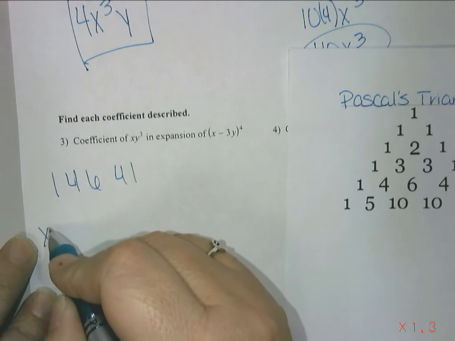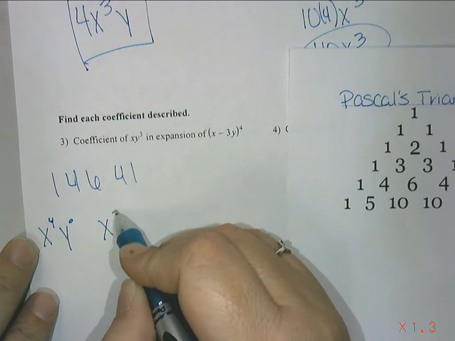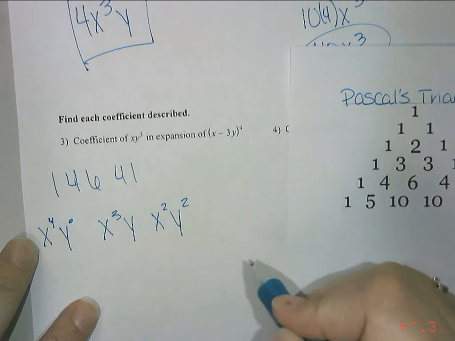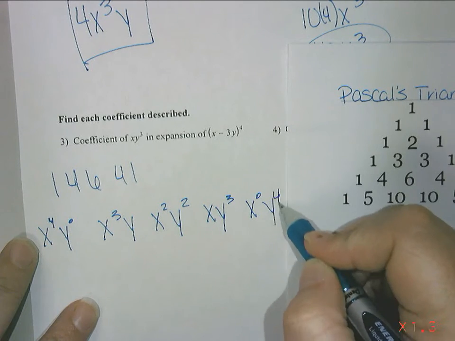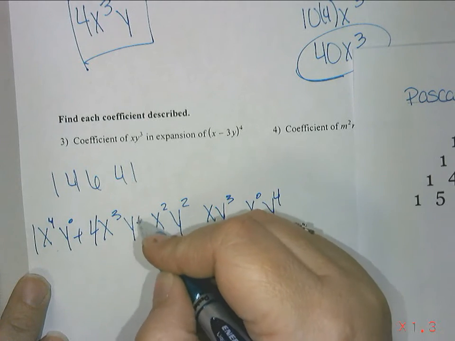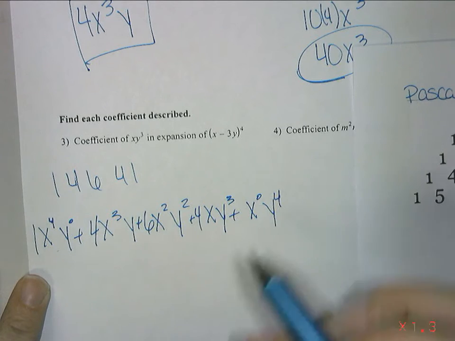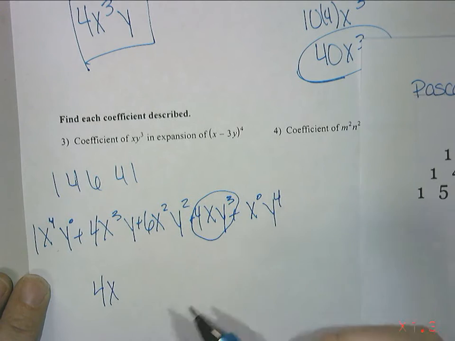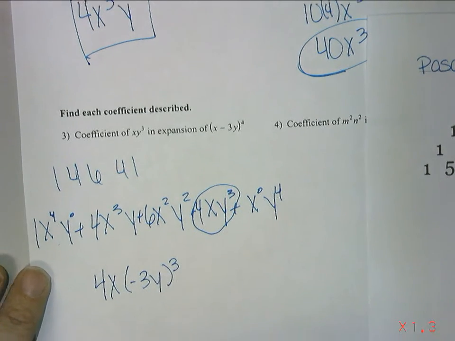So we would have x to the fourth, y to the 0. And then we would have x to the third, y, and then we would have x squared, y squared, and then x, y cubed, and then x to the 0, y to the fourth. So these would be our numbers, so there'd be a 1 here, a 4 here, 6, 4, and then the 1. We want the one with the x and the y cubed, which is this one. So then now we're going to plug in our values. So we had 4x. Our y is negative 3y, and we're cubing that.